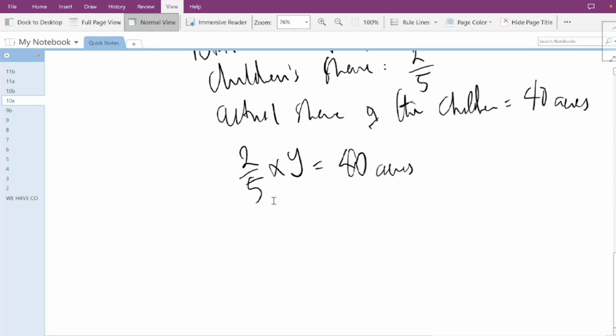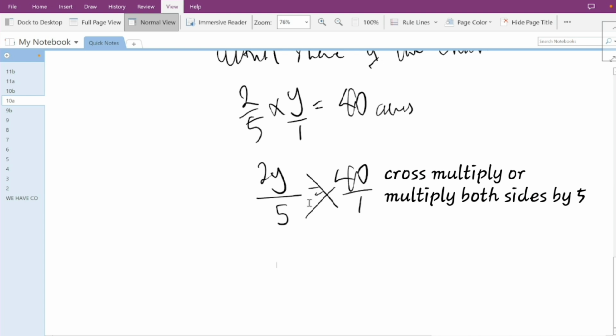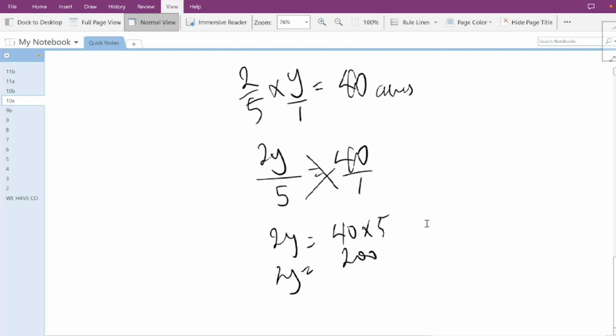So we can just solve for y. This is just like algebra. You can say this is y over 1. Then we have 2 times y is 2y over 5 times 1 is 5 equals 40. At this point, you can say this is 40 over 1. We cross multiply. 2y times 1 is 2y. Then on the other side, we have 40 times 5. 2y equals 200. That's 40 times 5 is 200.